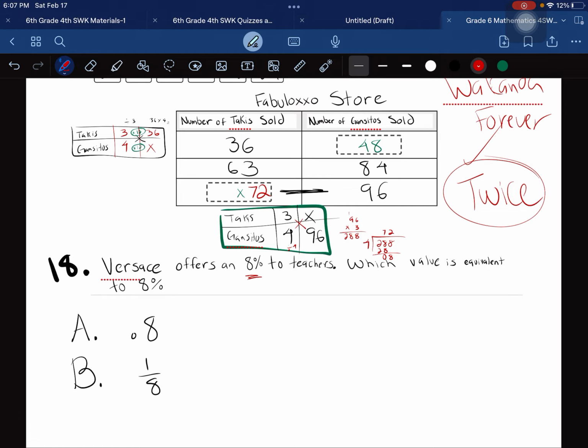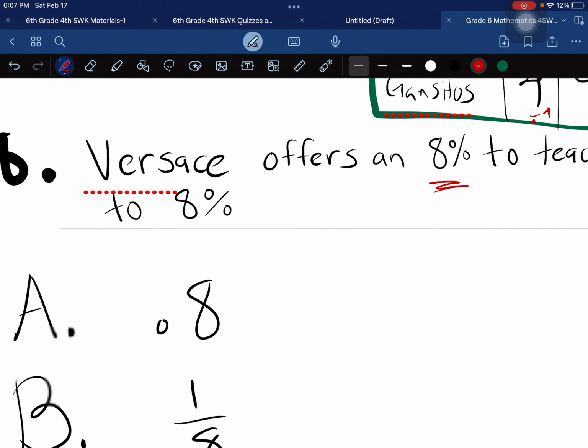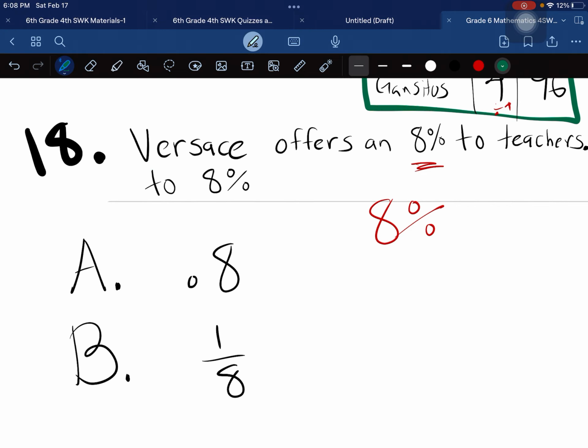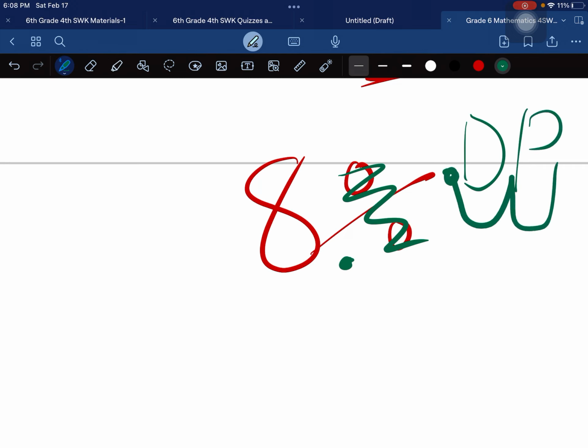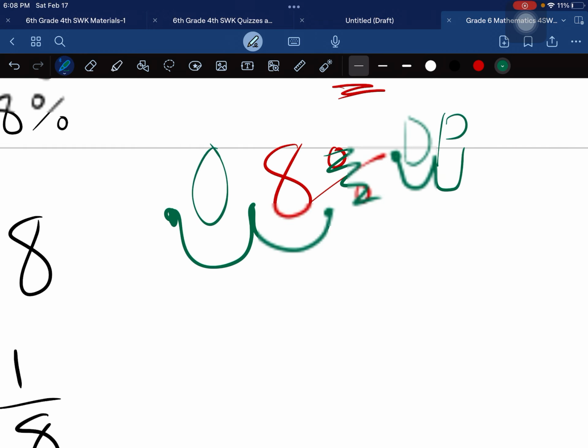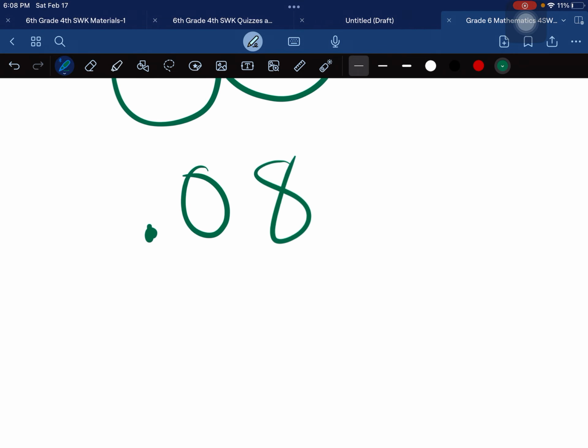18. Versace offers 8% to teachers. Which value is equivalent to 8%? Well, let's first start with 8%. Now, we want to turn it into a decimal and a fraction. First, we have to turn it into a decimal. So let's remove this, and then we have a decimal. And Dr. Pepper tells you that you're going to move it 2 times. So 1, 2. So you have 0.08, not 0.8. That's not the same thing.